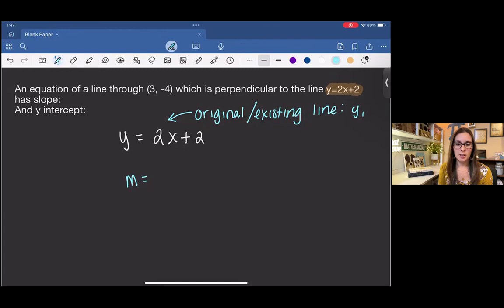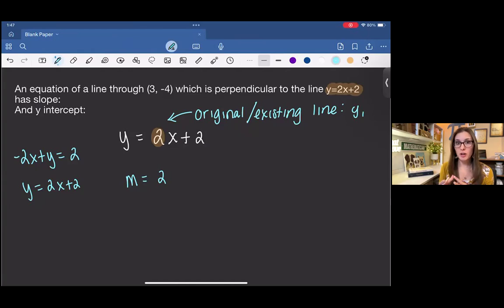Fortunately, this line is already in slope-intercept form, so we can easily identify the slope just by looking at it. It is the m value, which is the number with x, so that is going to be 2. If this were not in slope-intercept form, if it were in standard form, then we could add 2x over and see the slope that way. So you can easily get it that way if needed. So the slope of the existing line that we already have is 2.